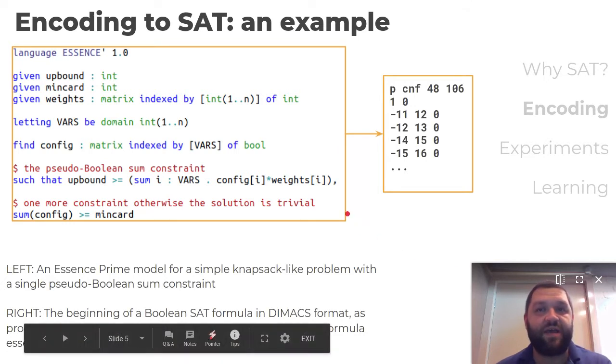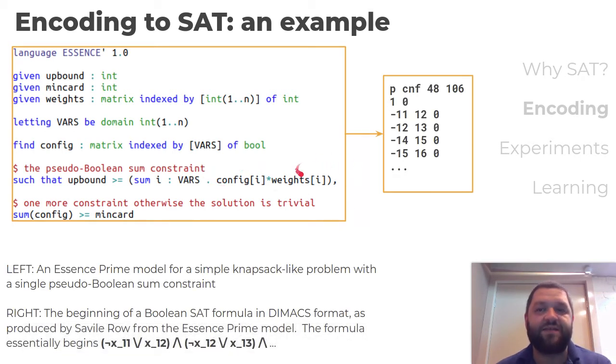Here we see a very basic CSP model file written in Essence Prime, and at its heart is the PB constraint. So the config matrix is our array of decision variables, and this line says that for any item which is set to true, when we sum up those weights, we must not exceed the upper limit.